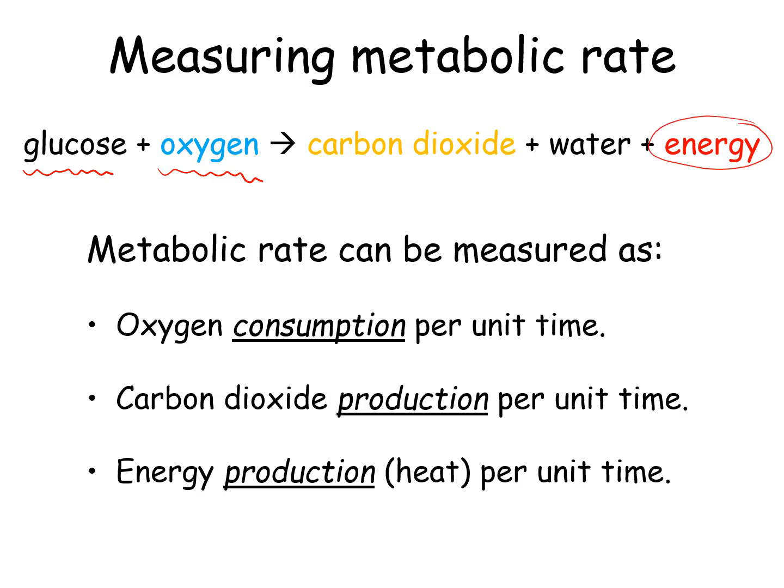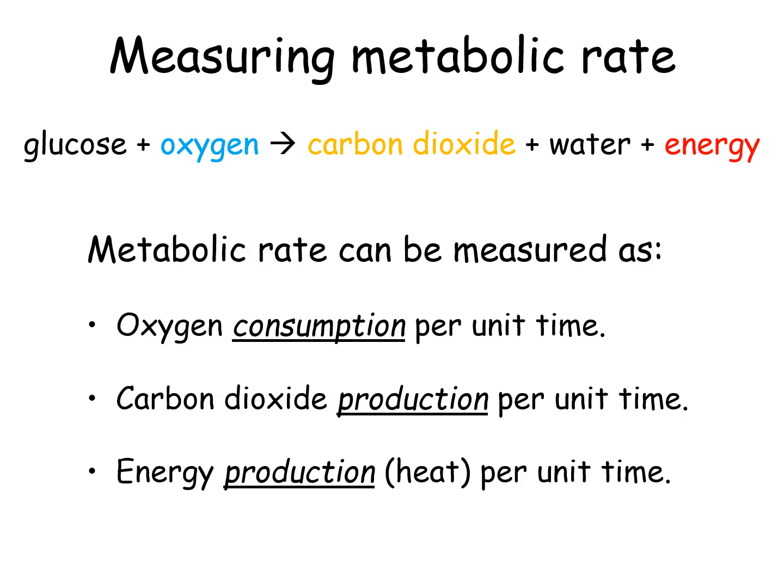And if you're an animal whose metabolic rate is really high, it means you use energy really quickly, and if it's low, you use energy more slowly. So to compare metabolic rates in different organisms, we can measure things like how much oxygen they use, how much carbon dioxide they produce, or how much heat they give off.